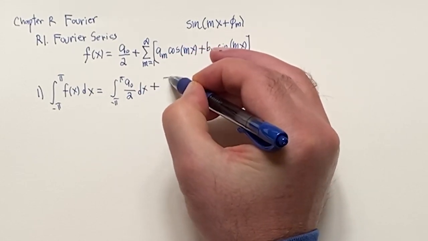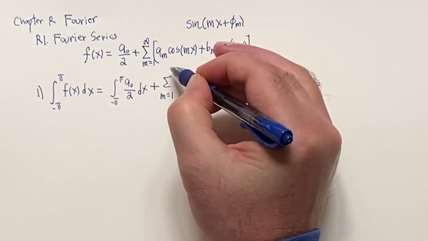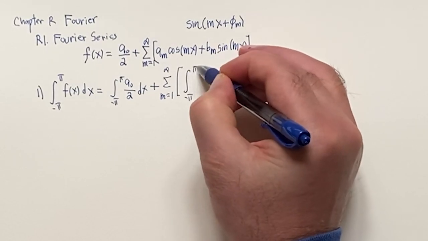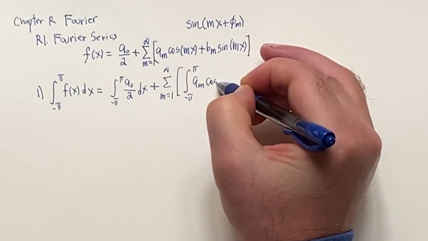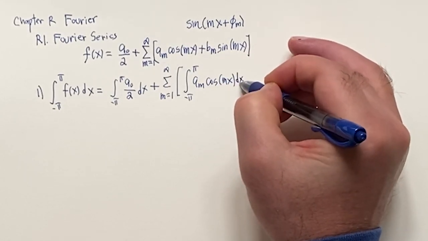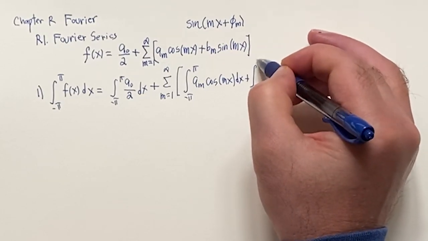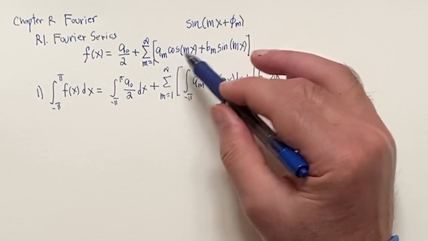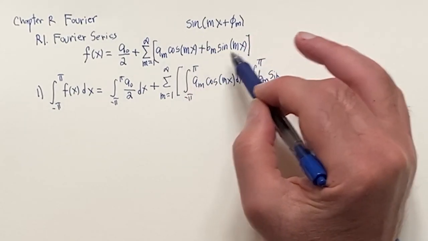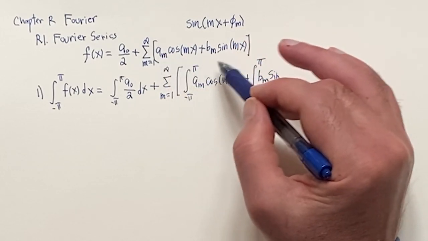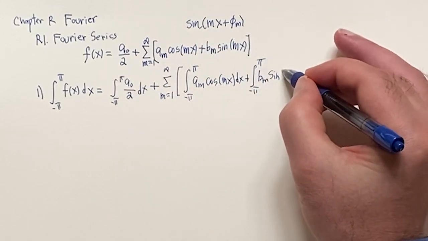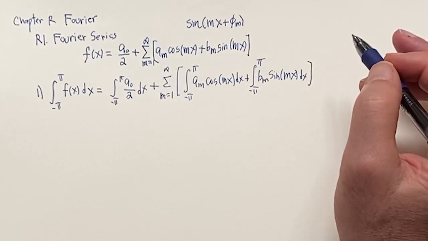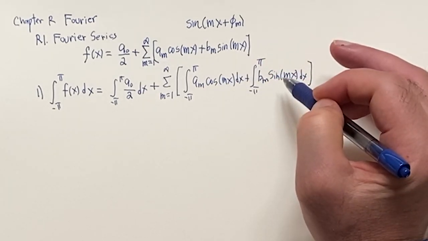And here, when we do the sum from 1 to infinity, we're going to look at the first integral, minus pi to plus pi, Am cosine of mx dx. And then the integral for the sine, and that's the B coefficients, Bm sine of mx dx. You can think of this like a sculpture, that you have this series of sines and cosines, and then you chip away and form the A's so that it matches the function. That's what we're going to be doing. And now I would like to show you that these two are going to be zero, and we're just going to have the one.